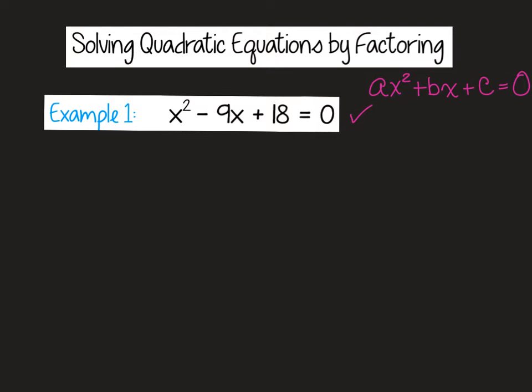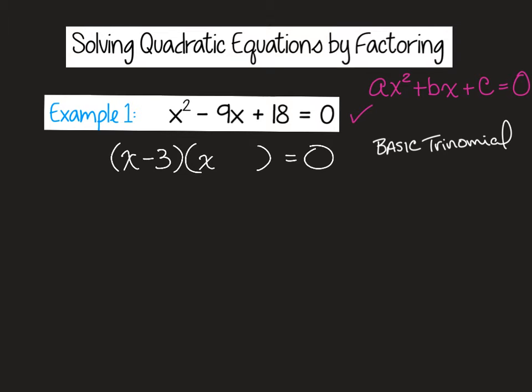So this is a basic trinomial. So this will be a real easy factoring for us. And the factors would be x minus 3 and x minus 6. So I still encourage you to make sure that it works by doing your mental checks in the inner and the outer, because if you got this wrong, there's no way you're going to get the right answers in the end.